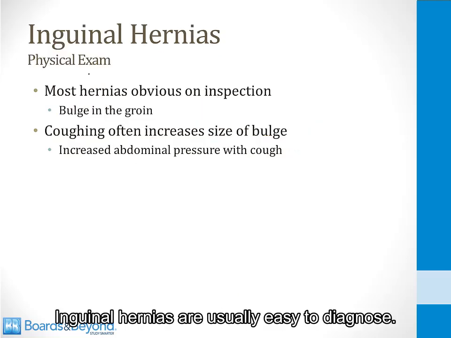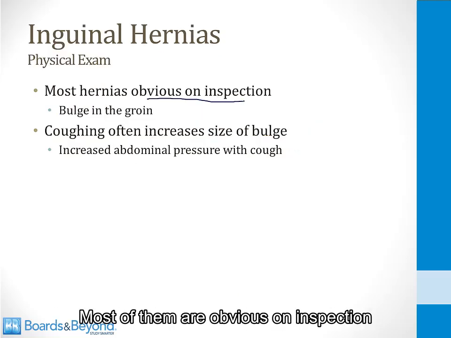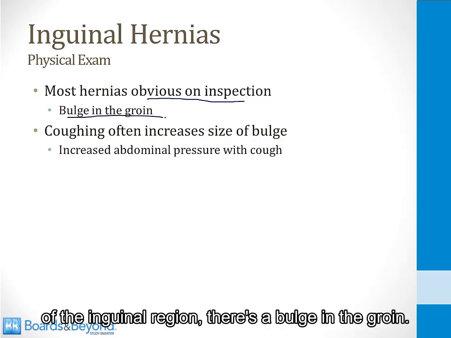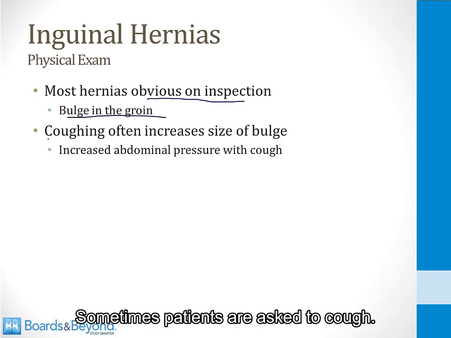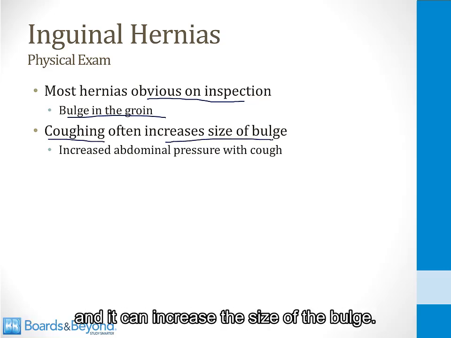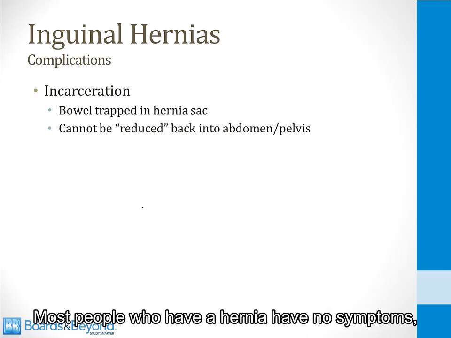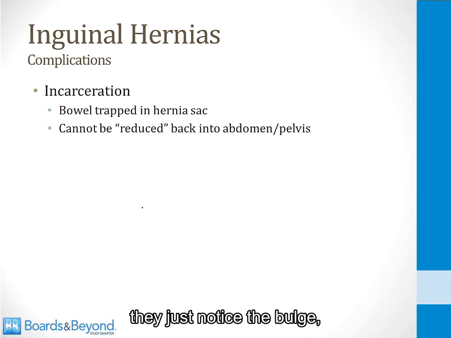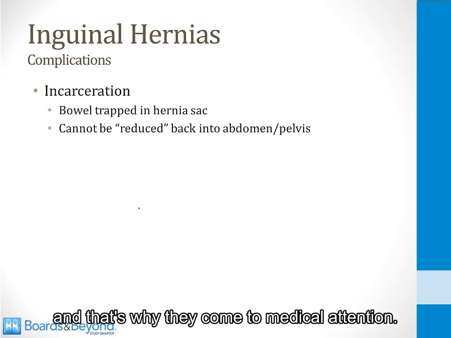Inguinal hernias are usually easy to diagnose. Most of them are obvious on inspection of the inguinal region. There's a bulge in the groin. Sometimes patients are asked to cough. This temporarily increases the pressure in the abdomen, and it can increase the size of the bulge. Most people who have a hernia have no symptoms. They just notice the bulge, and that's why they come to medical attention.